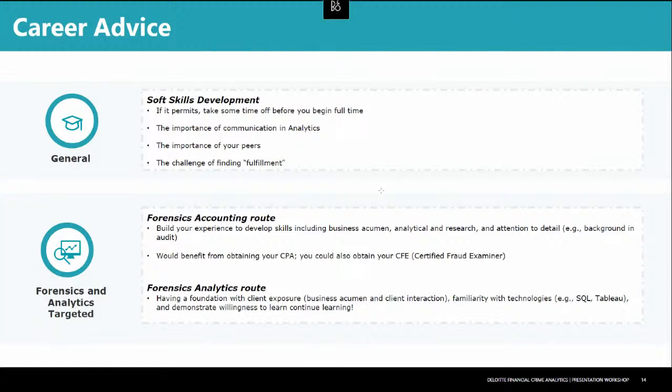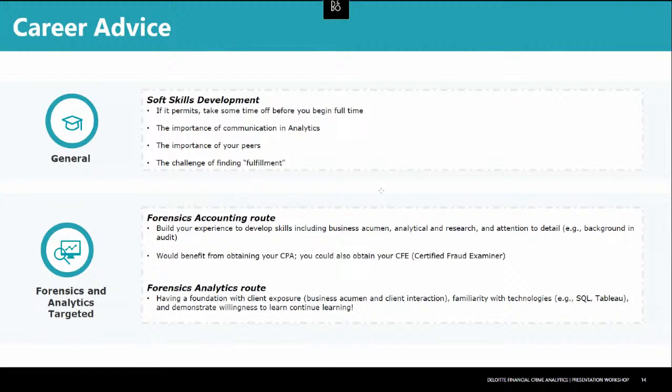And what I found, and if you're interested in this route in particular, I think it's really important to leverage your past experience where you can draw on skills that are relevant for forensic accounting. So building on your business acumen skills, finding experience where you can challenge your analytical and your research capabilities, and also attention to detail. You're going to be doing investigations and handling a lot of different data and documents. So those skills, I think, are really important.